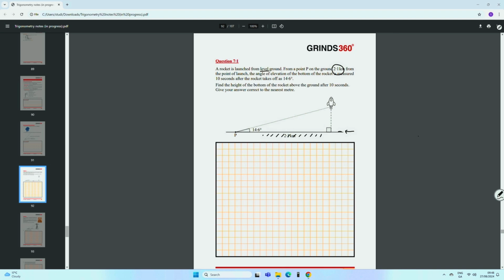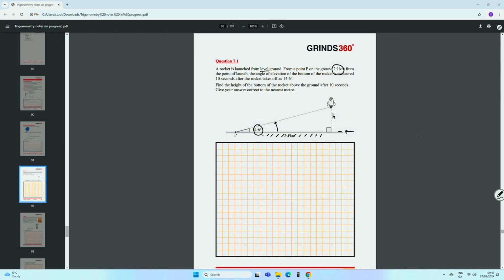So you can see that because this bottom line here is horizontal, this here is an angle of elevation. It's a horizontal line angled upwards, so it's pointing in this case at the bottom of the rocket, right? That's why the angle marked in here is 14.6 degrees. It says find the height of the bottom of the rocket above the ground after 10 seconds. So it's this height we're looking for here, h. It's that distance we're looking for.